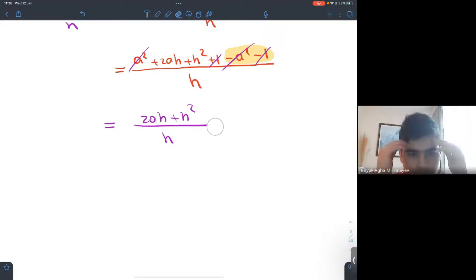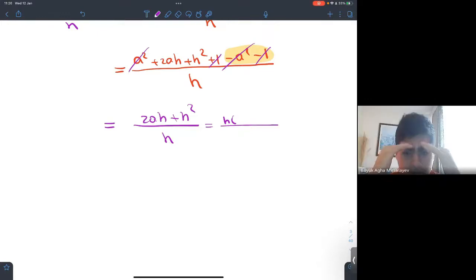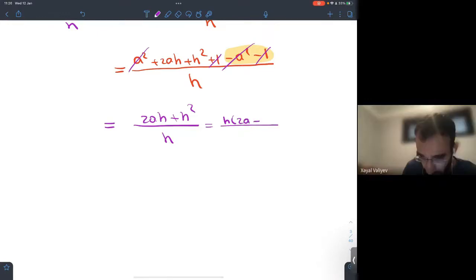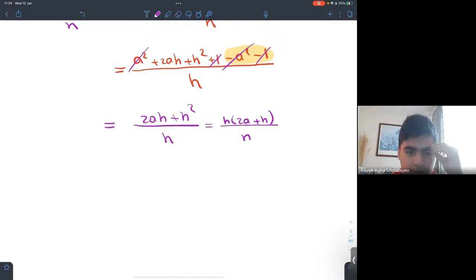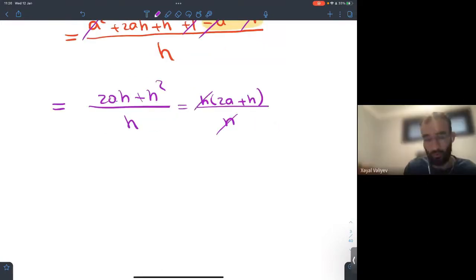We will write h and then in brackets 2a plus h. This process is called factorization. We are going to factorize the numerator: 2a plus h. Then we will divide h by h, and we will have 2a plus h. I'm just going to simplify the h and h we have on the top and the bottom, and we're going to have 2a plus h, and that's the answer.